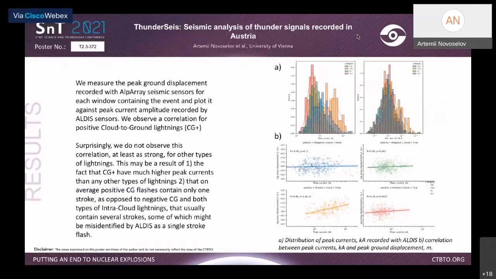We observe a correlation for positive cloud-to-ground lightning between maximum ground displacement and peak current measured in kiloamperes. Surprisingly, we do not observe this correlation, at least not as strong, for other types of lightning.